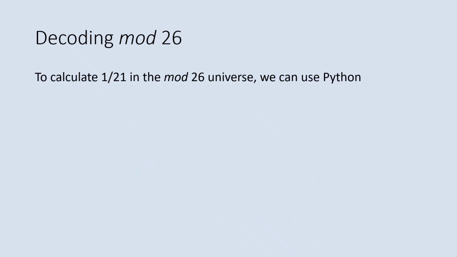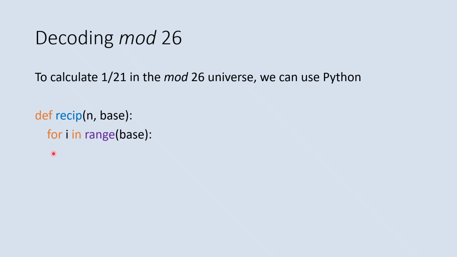So to calculate 1 over 21, we can use Python. We're going to create a formula for the reciprocal. So we're going to give it n, which will be the 21, and the base in this case is 26, and we want to find out what 1 over 21 is. This is the number that when you multiply it by 21, you get 1 in the mod 26 universe. So what number can we multiply by 21 in order to get 1?